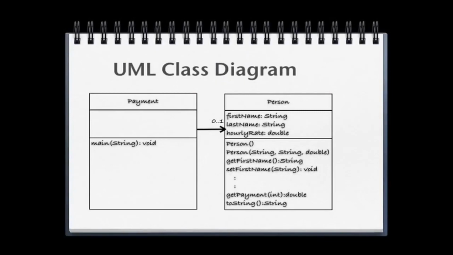Let's take a quick look back at our UML class diagram to remind ourselves what we need to create. We're going to have firstName, which is a String, a lastName field, also a String, and an hourlyRate, which is a double, and this will be the amount of payment that each person will be paid per hour worked.